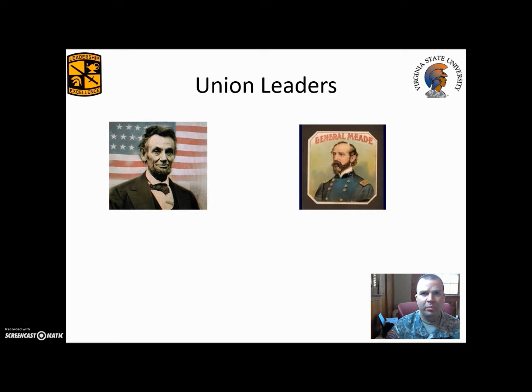The leader of the Union's army who fought at Gettysburg was General George Meade. He is the first general of the North who outgeneraled Robert E. Lee.